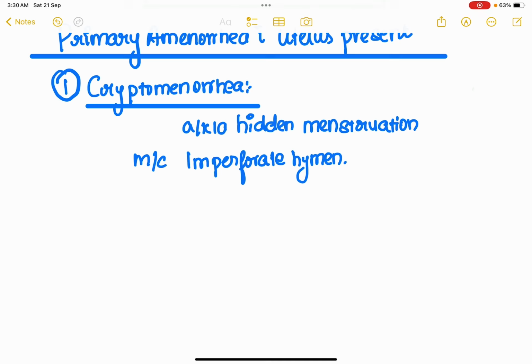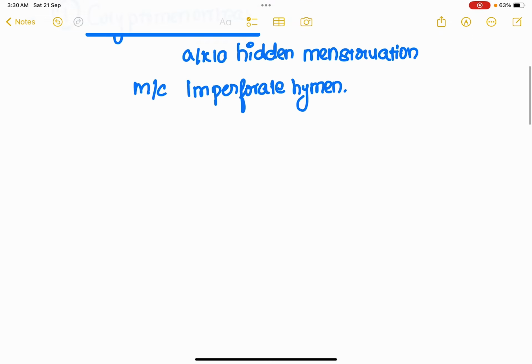But the only problem is that there is outflow tract obstruction. The most common cause for this outflow tract obstruction is imperforate hymen. The hymen orifice is not perforated, it is imperforate. It doesn't have any pathway to let the menstrual blood out. So every month menstruation is happening, but the menstrual blood is not coming out of the vagina. That is termed as cryptomenorrhea. So we have discussed that the most common cause is imperforate hymen, but there is no opening in the hymen through which the menstrual blood can come out, right?